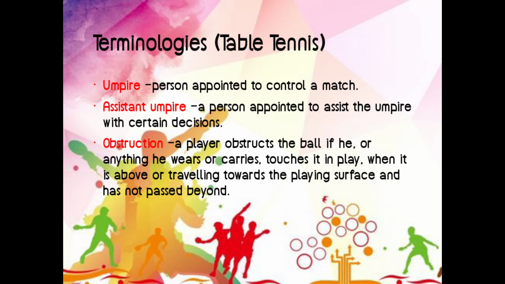Obstruction. A player obstructs the ball if he or anything he wears or carries touches it in play, when it is above or traveling towards the player's court and has not passed beyond it. So it is clear that obstruction is a simple term for something that is not allowed in playing table tennis.